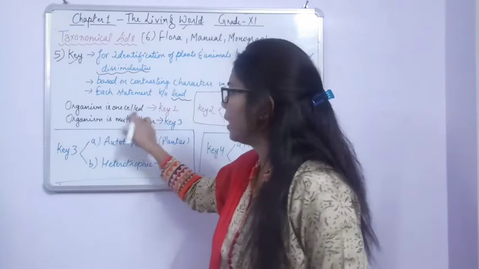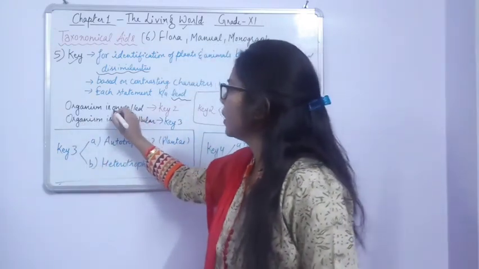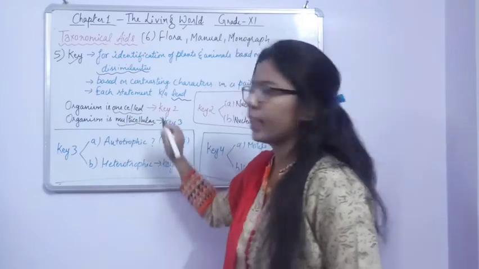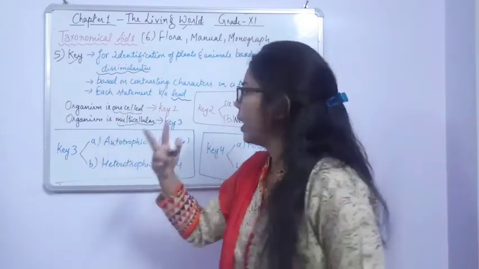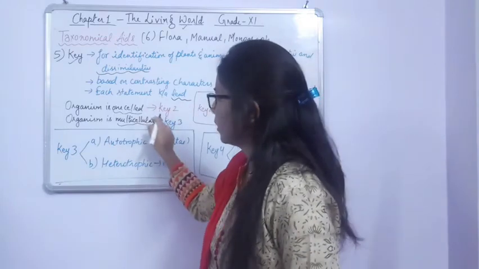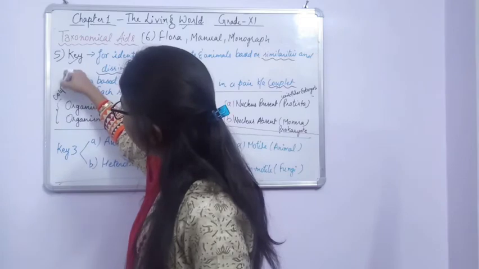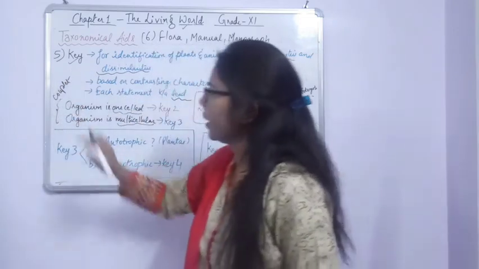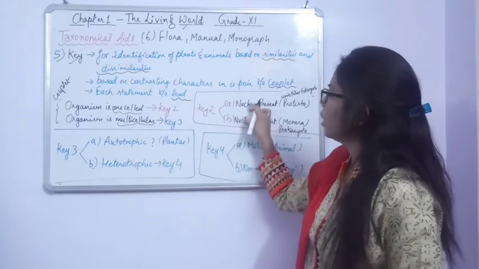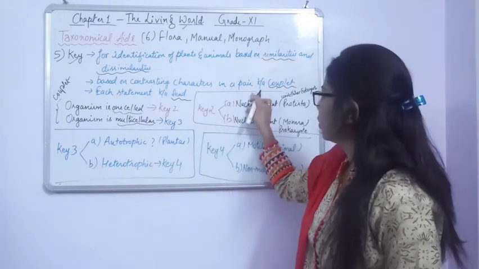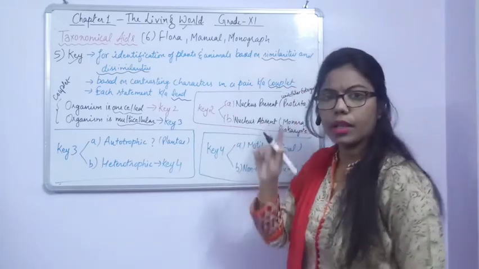Organism is one cell or organism is multicellular. So what is happening? These are different characters. It is a one cell character, it is a multicellular character, and both of these two things will form what? It's a couplet. These are couplets. And again, in every key I have shown two different characters. Nucleus present, nucleus absent. Both are contrasting and they will form a couplet.